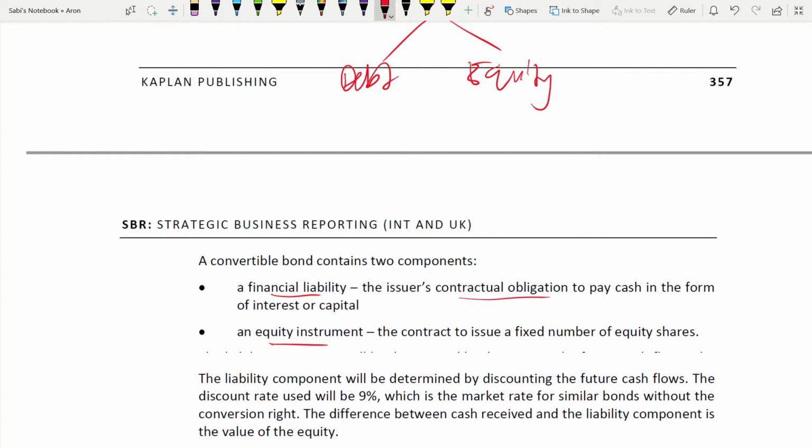It is a contractual obligation to pay cash in the form of interest or capital. See, when you're taking a loan, you have an obligation to pay interest as well as the principal amount, the same way. The obligation that you have should be interest or capital. One of those two things, then it is a financial liability. If it's something else, then it's a different thing. Equity instrument: a contract to issue a fixed number of equity shares. You have a contract that you have to issue this number of ordinary shares. It's fixed. There is an equity instrument. You are defining here. Okay, to define that, another 1 mark. Define both financial liability and equity instrument.